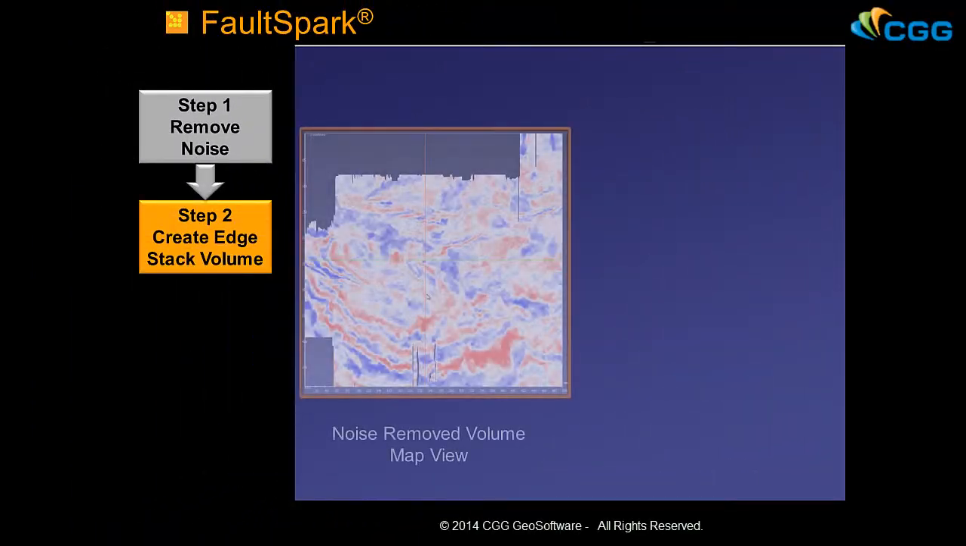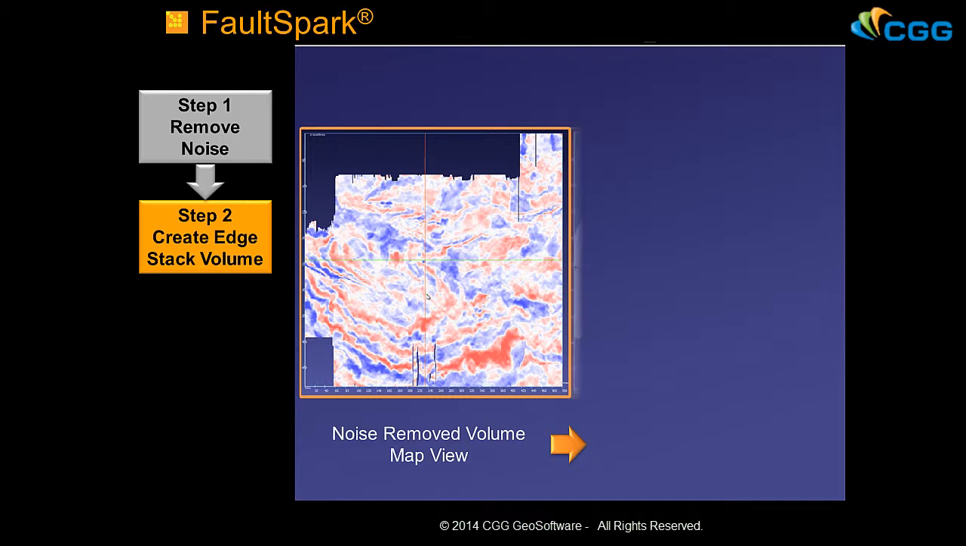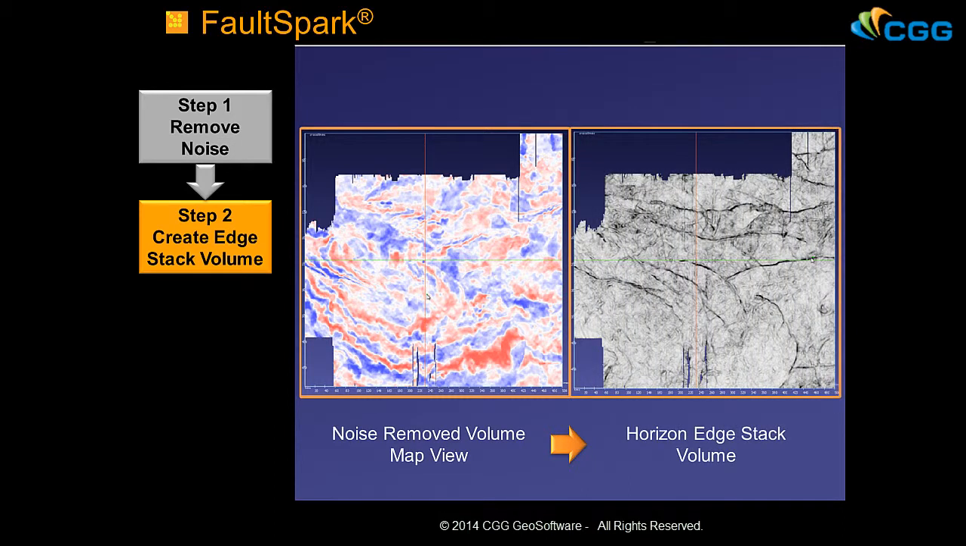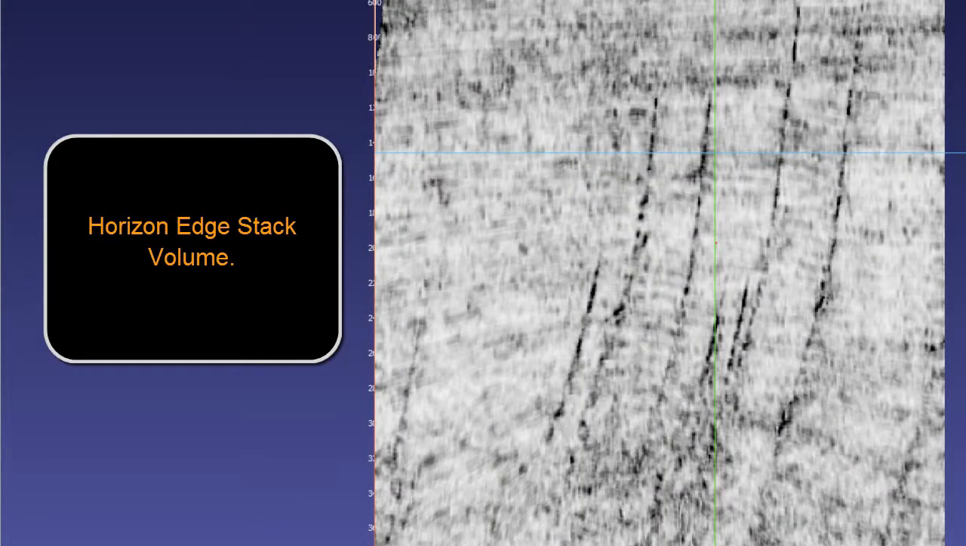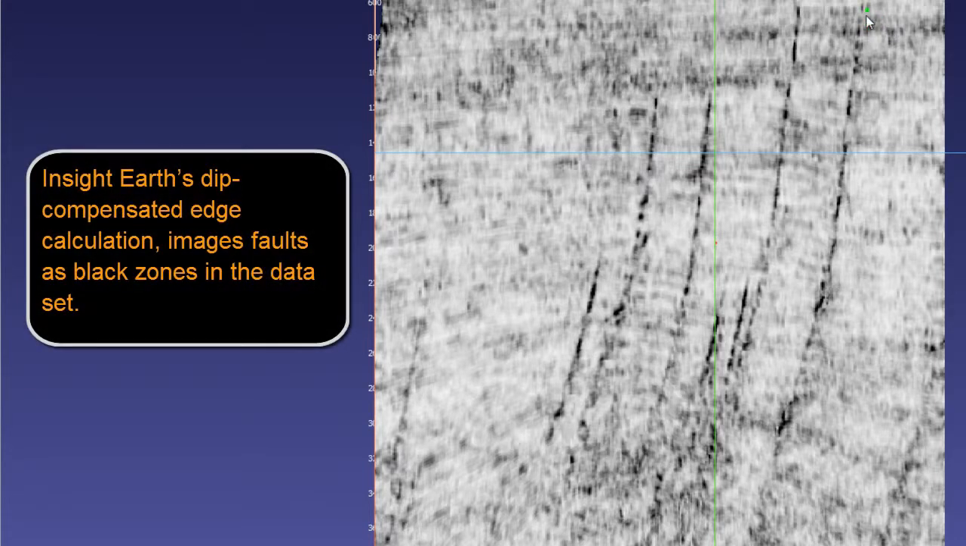In Step 2, we will use the noise removed volume to create an edge stack volume, Insight Earth's coherency attribute volume. Now let's go to an Insight Earth live interpretation and create the horizon edge stack attribute volume. Here we see the horizon edge stack volume. Insight Earth's dip compensated edge calculation images faults as black zones in the dataset.